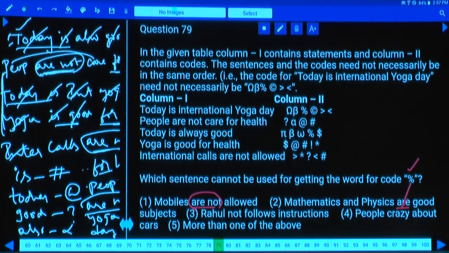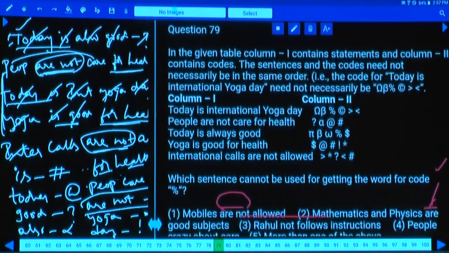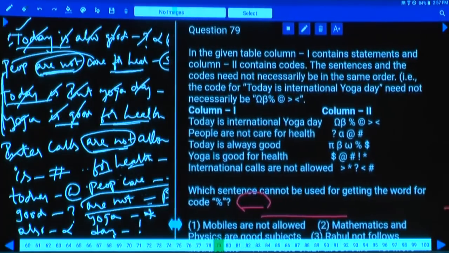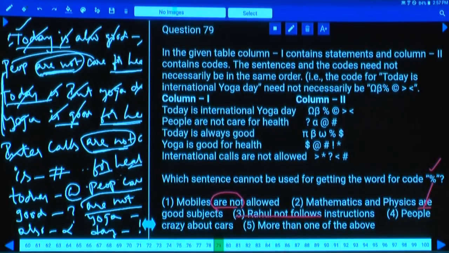Next one, coming to this one, Rahul not follows instructions, and by using this one, are we getting the answer? How can you get the answer here? Rahul not follows instructions. Rahul not. Not is the word which is common, or and not. As not is the word which is common here, hence I can find out the answer. By using this one, I will get the answer.